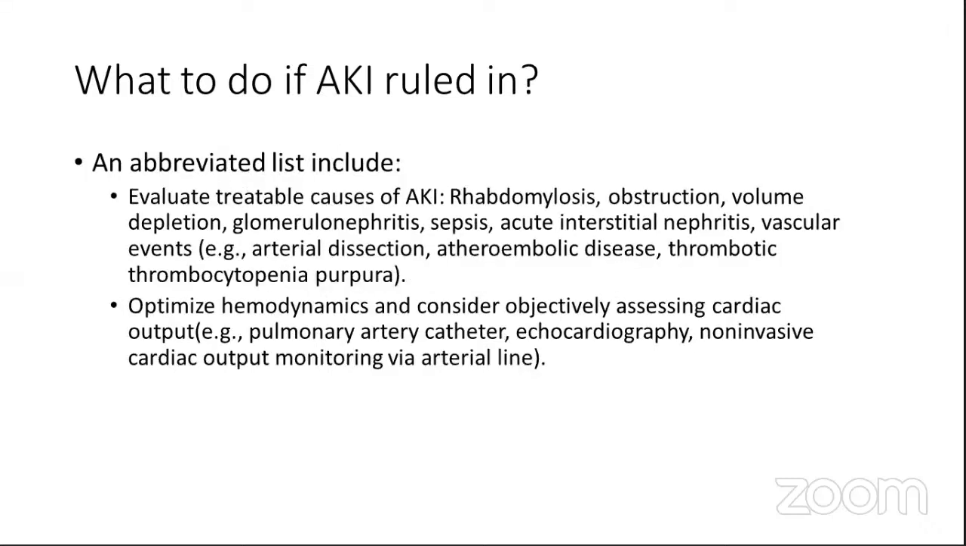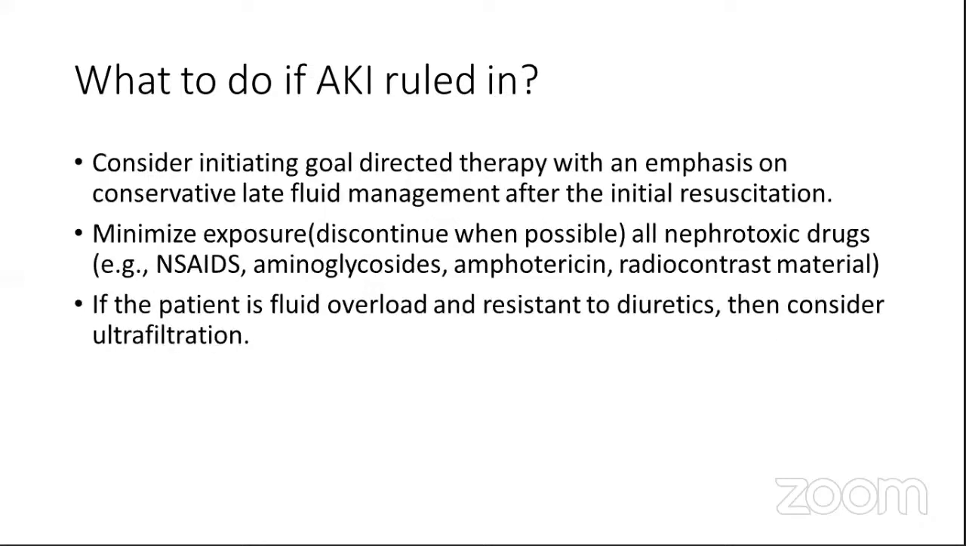An abbreviated list includes: evaluate treatable causes of AKI such as rhabdomyolysis, obstruction, volume depletion, glomerulonephritis, sepsis, acute interstitial nephritis, vascular events such as arterial dissection, atheroembolic disease, thrombotic thrombocytopenic purpura. Optimize hemodynamics and consider objectively assessing cardiac output, for example, pulmonary artery catheter, echocardiography, non-invasive cardiac output monitoring via arterial line.